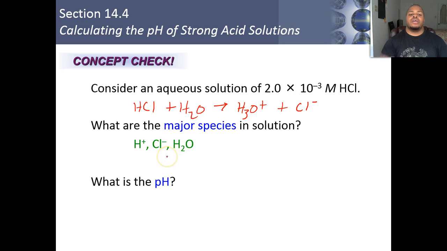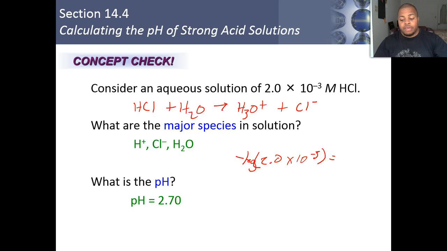The question is then asked, what is our pH? Well, let's take a look. How do we find pH from the previous section? We used negative log of the hydrogen ion concentration. And because we know that this is a strong acid, that means that our hydrogen ion concentration is going to be very similar, almost equivalent to this value. So 2.0 times 10 to the negative 3. And we're actually going to plug that in, and we should come out with a pH of 2.70, 2.69 approximately.